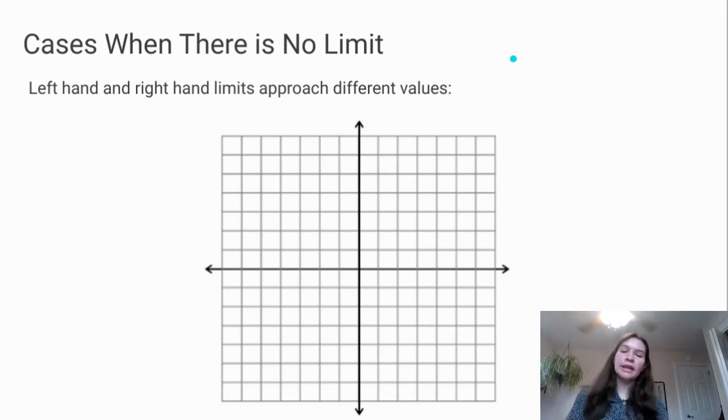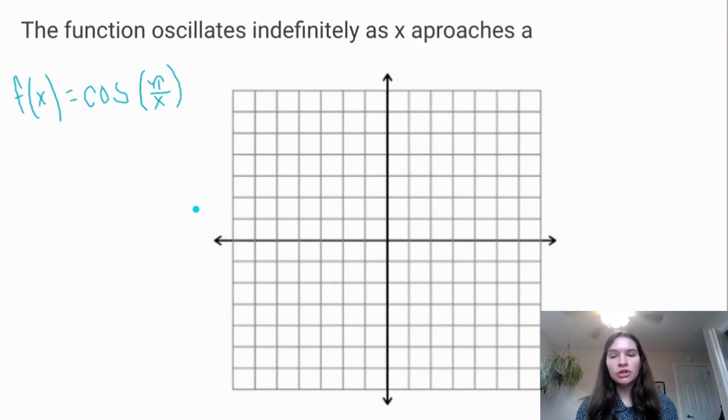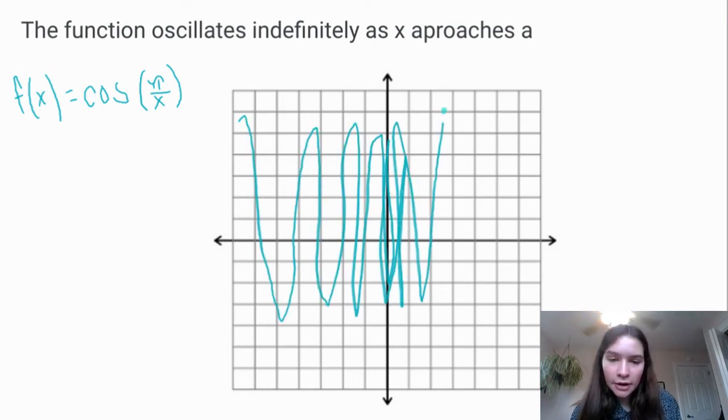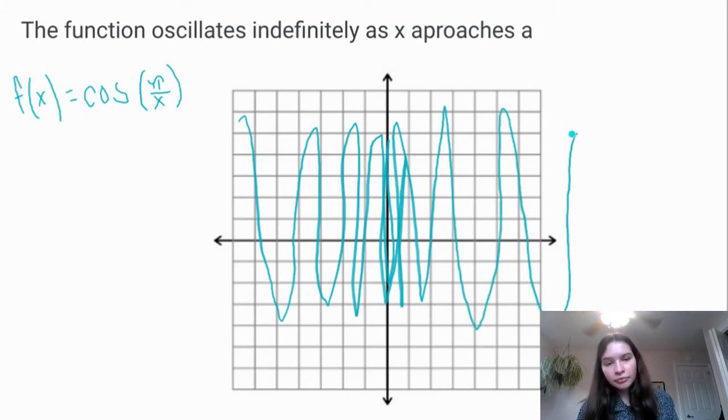So now let's talk about some cases where there's no limit. The first one is when left-hand and right-hand limits approach different values. We just talked about this one. It can look like this, and you can see there's two different y values here. The next case is when the function oscillates indefinitely as x approaches a. An example for this is f of x equals cosine pi over x, and it looks something like this, and it gets closer and closer and closer, and then bigger and bigger and bigger. And it just oscillates indefinitely. So there is no limit there.